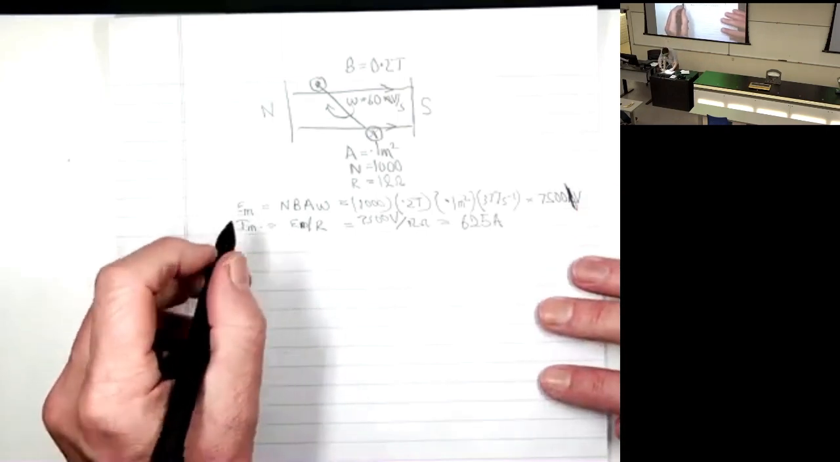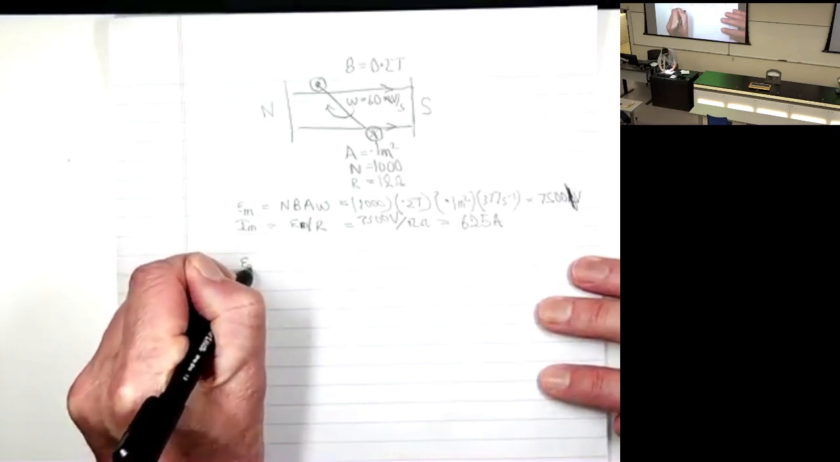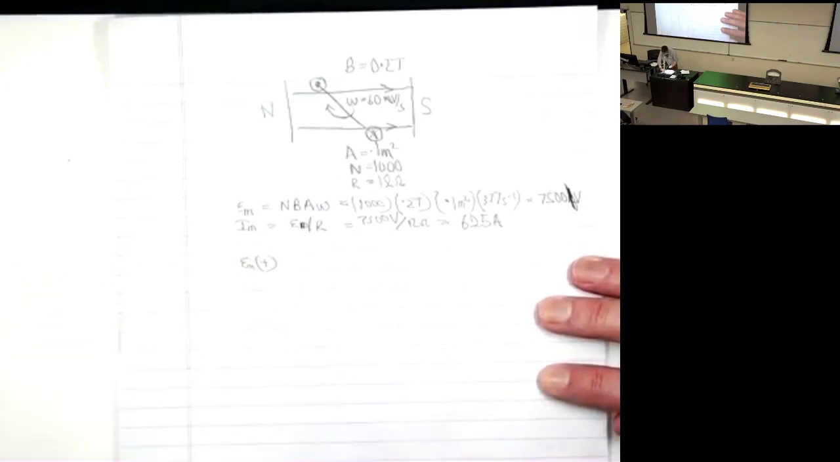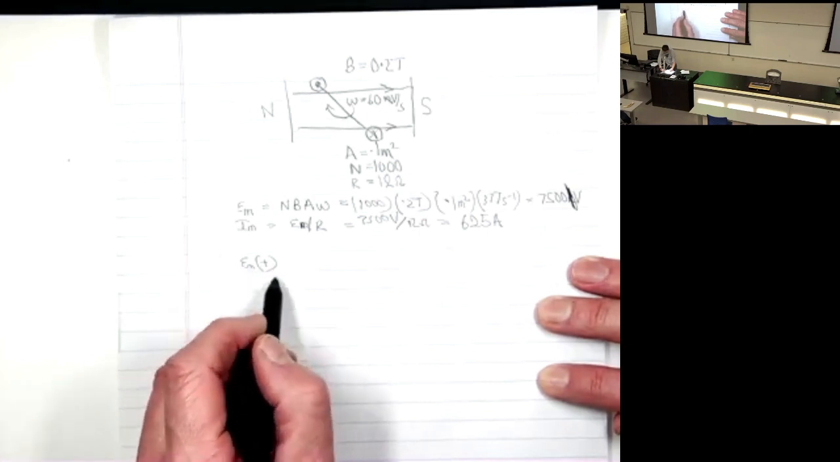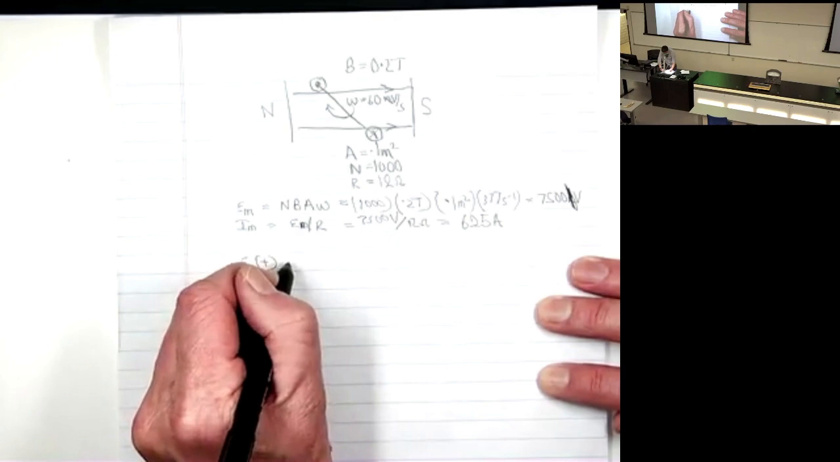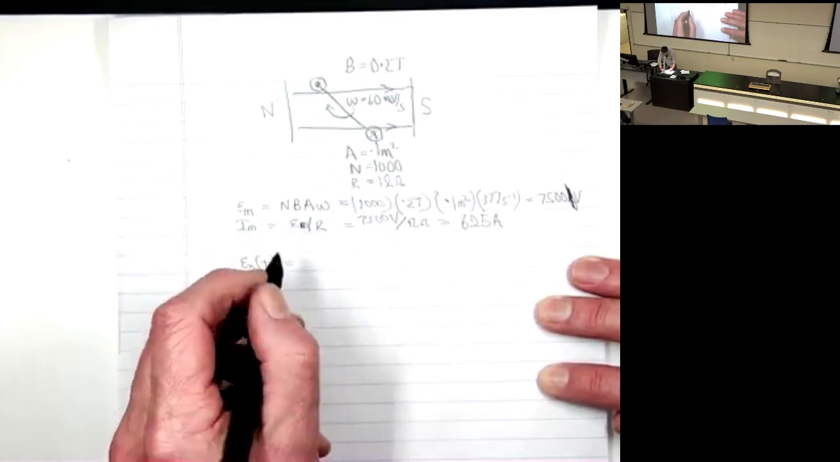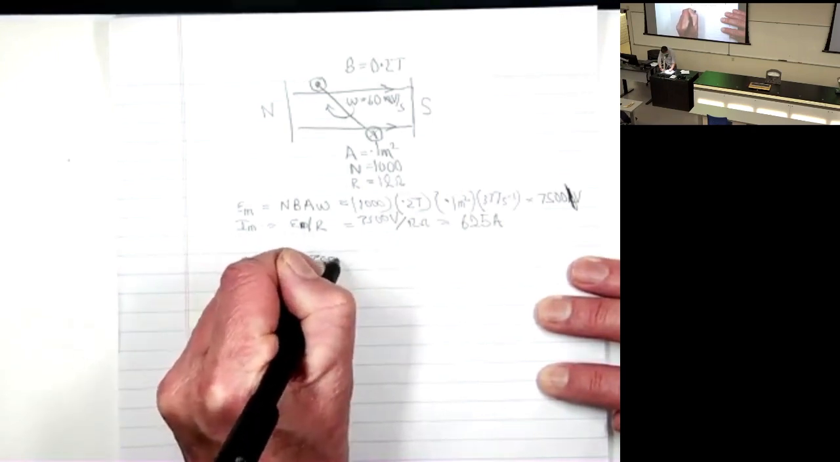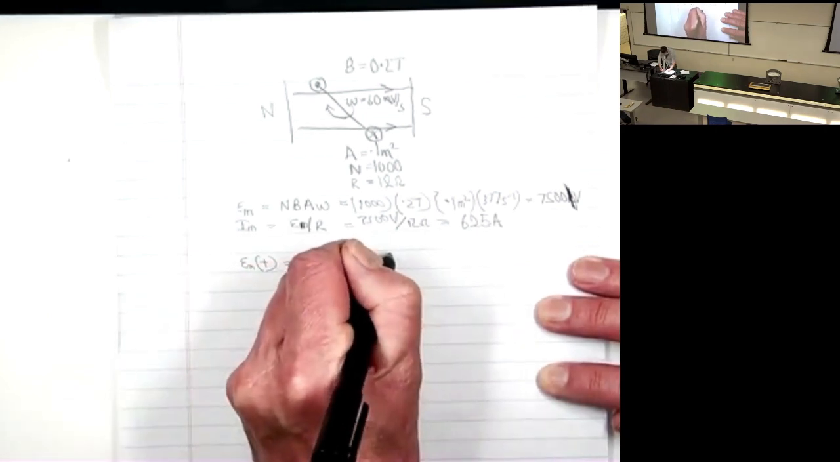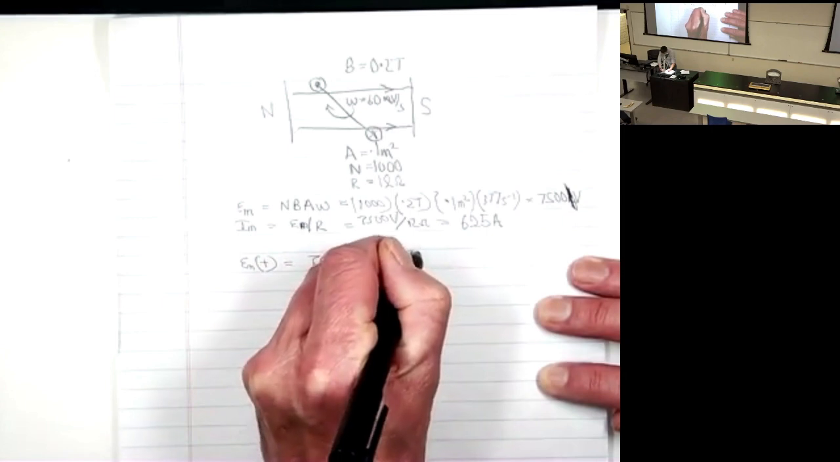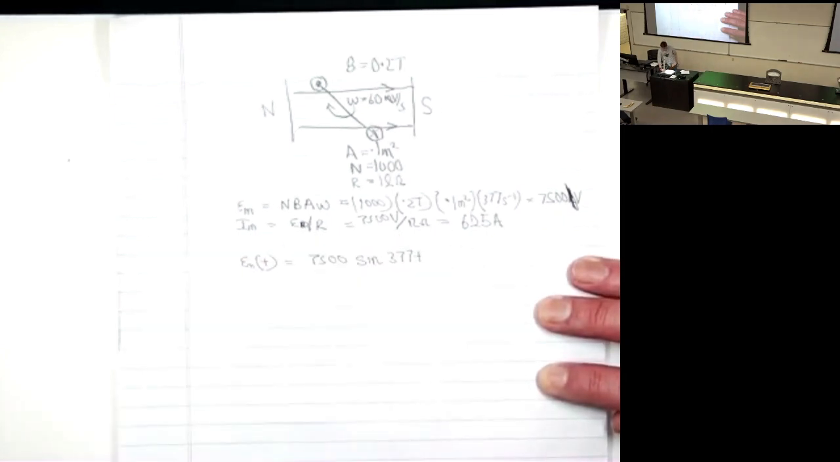If we want to write an equation for the EMF, so let's say I want to write down how the EMF varies with time. That's what I mean by this little arrangement here with T in parentheses. Well, it will just be the maximum EMF, so 7,500 times the sine function, 377 times T. So that's the EMF as a function of time. That little equation there describes the EMF that's coming out of the electrical generator.